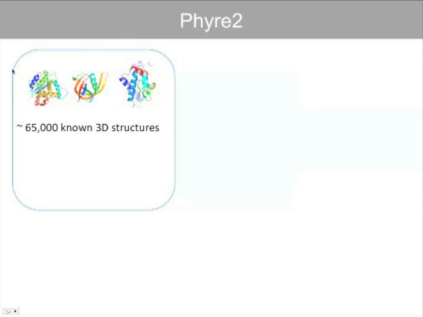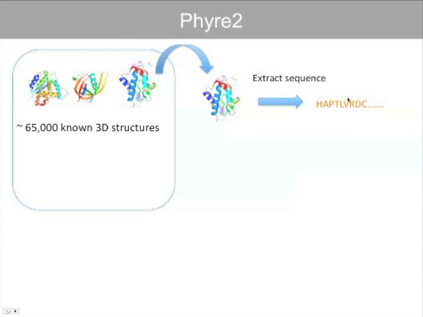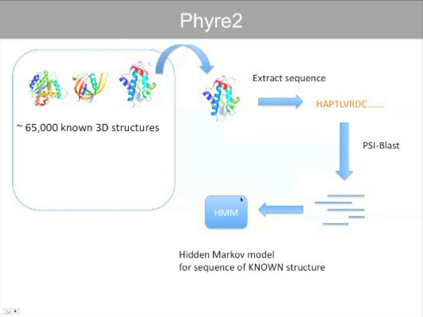Meanwhile, we know of 65,000 currently known protein three-dimensional structures. We can create evolutionary fingerprints for each of these as well. So we take a protein structure, extract its sequence, and process it in the same way as the user sequence, by running PsiBlast, gathering sequence homologs, and generating a hidden Markov model, but this time of a known structure.